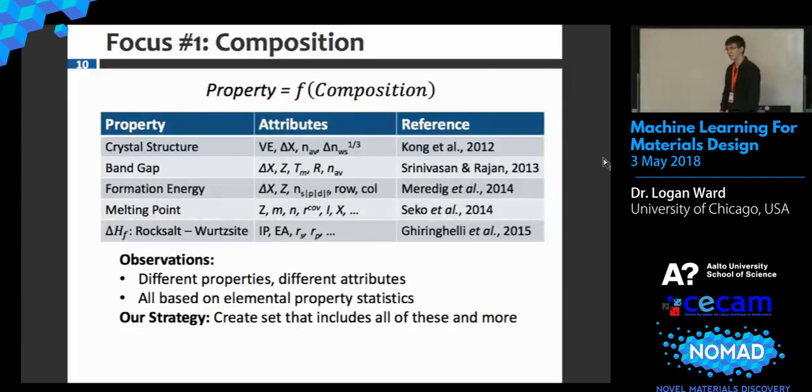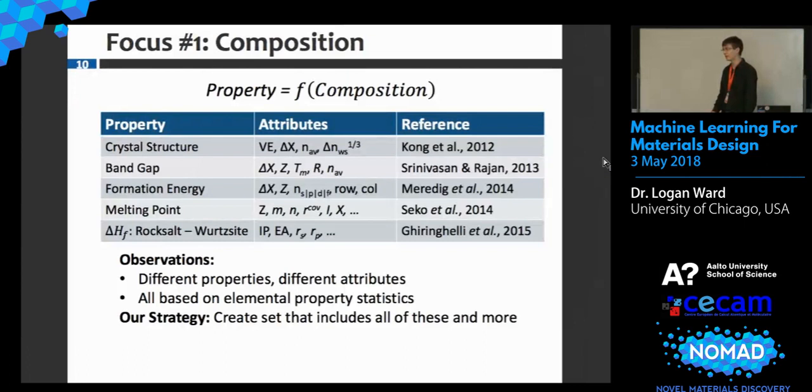So to develop a problem-independent representation for a composition of a material, we started out by looking at many examples of these kinds of models in the literature, and this table is showing five of them. We first looked at a study by Kong and others in 2012, which used attributes like the number of valence electrons, differences in electronegativities, to predict which crystal structure is likely to form for that composition. A similar research group used a different set of attributes to predict band gap energy. And a little further down the table, there are a variety of different attributes that have been successfully used to model a variety of materials' properties. But all of them are similar in the fact that they're based on statistics of the properties of the elements.